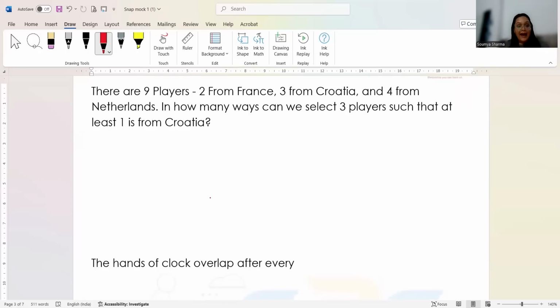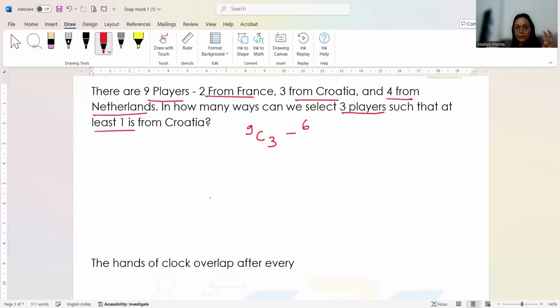There are 9 players, 2 from France, 3 from Croatia, 4 from Netherlands. In how many ways can we select 3 players such that at least one is from Croatia? The total number of ways we can select is 9C3. We have to select 3 players. Now, at least one is from Croatia means we subtract that case when none of them is from Croatia.